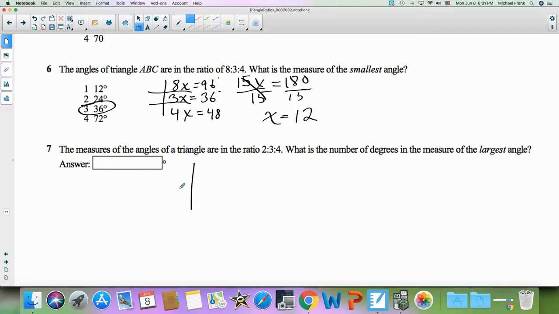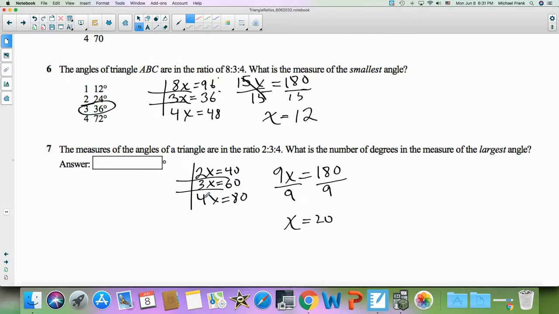Well, here's another, 2 to 3 to 4. I think we did one like that already. We got 9x is equal to 180. Divide by 9, x is equal to 20. 2 times 20 is 40. 3 times 20 is 60. 4 times 20 is 80. What's the largest angle? 80 degrees, right there.